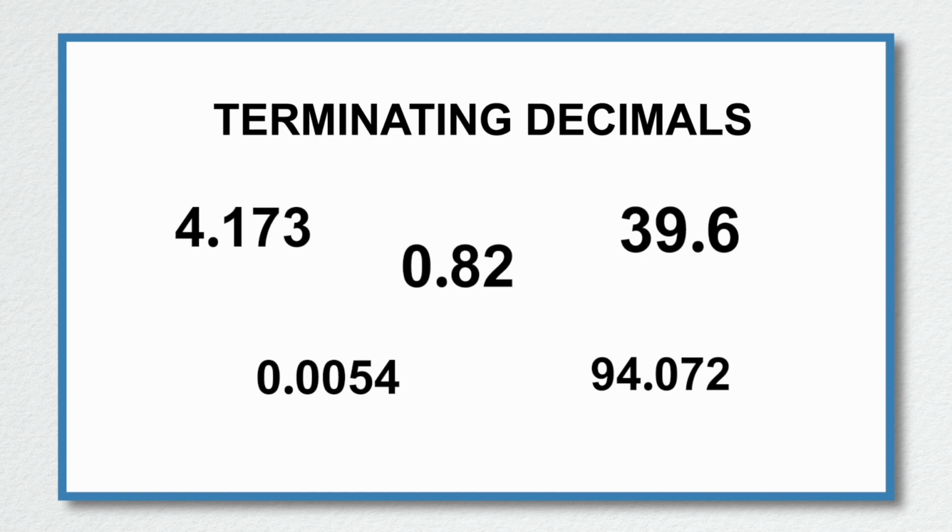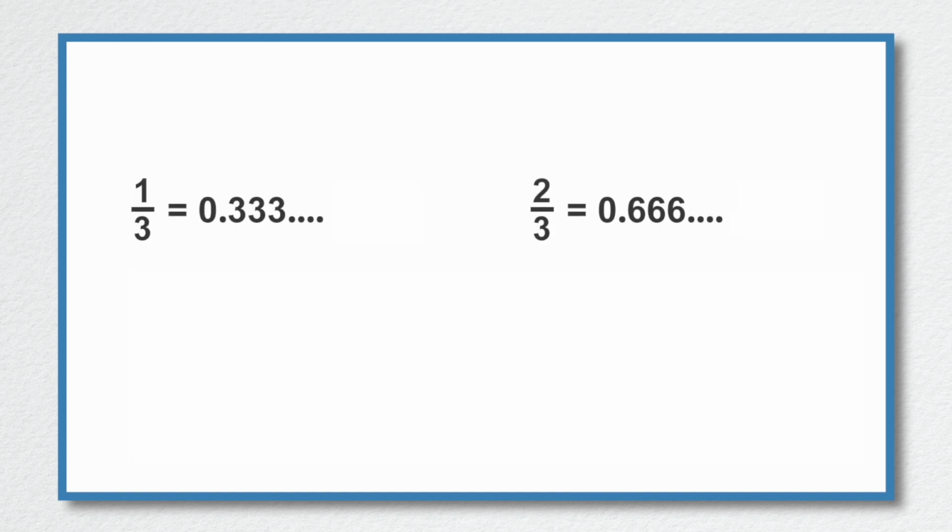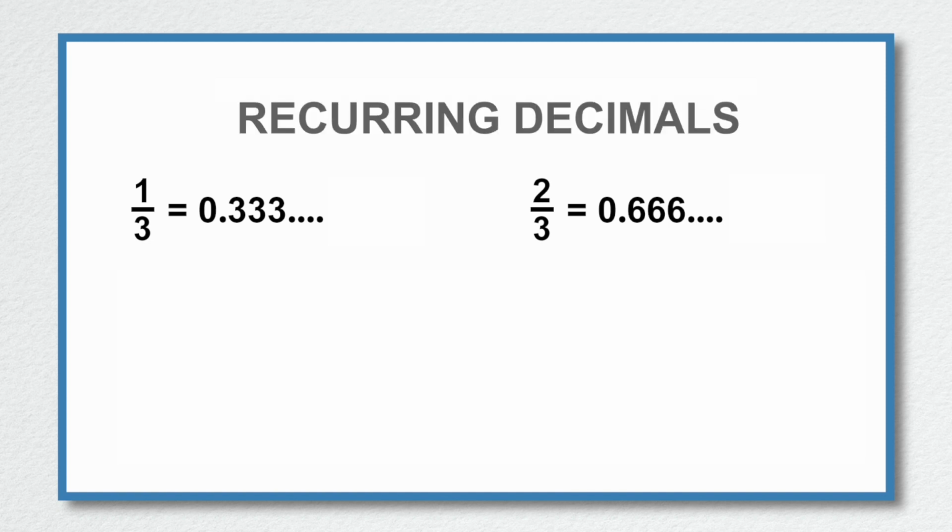Now let's look at these fractions. You're probably familiar with a third and 2/3. A third is equal to 0.333333 and so on. 2/3 is equal to 0.66666666 and so on. These are called recurring decimals, where a digit or group of digits after the decimal point produce a repeating pattern.